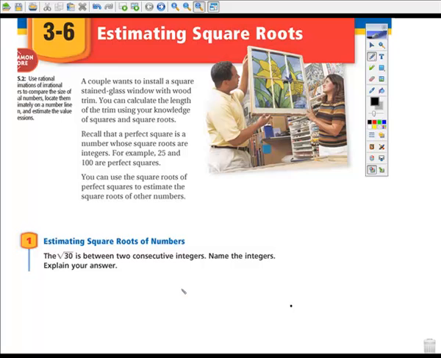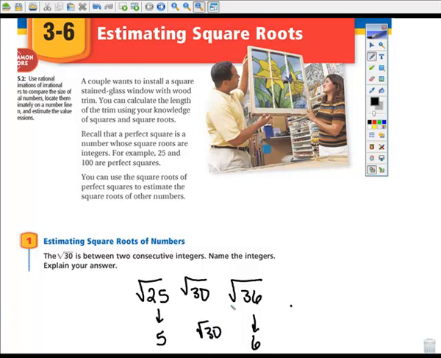So the square root of 30 is between the two perfect squares 25 and 36. I know the square root of 25 is 5, and I know the square root of 36 is 6. So the square root of 30 is going to be between 5 and 6. Those are the two integers that it's between.